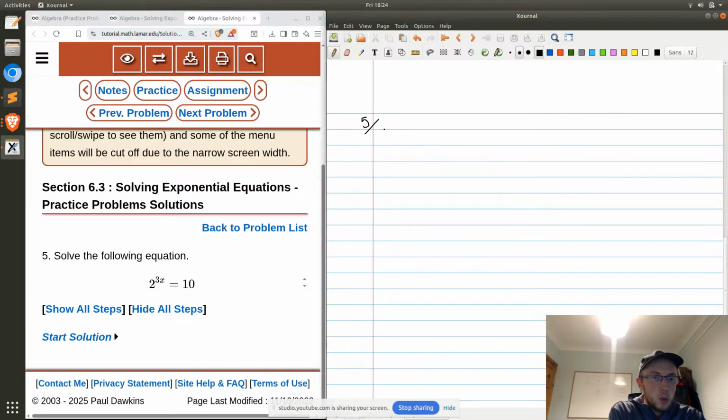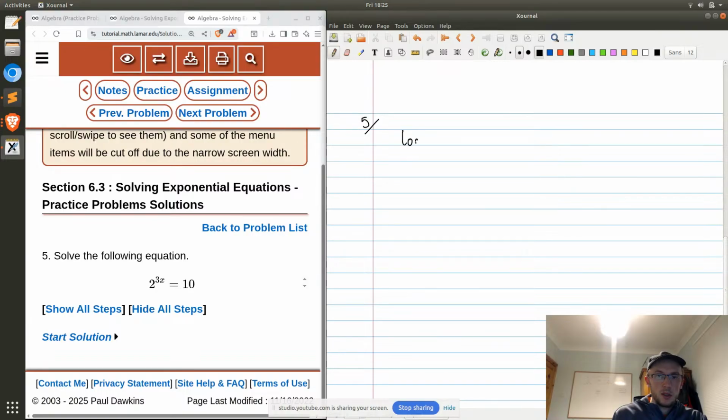Now, what do we do about this one? 2 to the 3x is equal to 8. 2 to the 3x, sorry, 2 to the 3x is equal to 10. What do I do? Well, take logarithms of both sides.